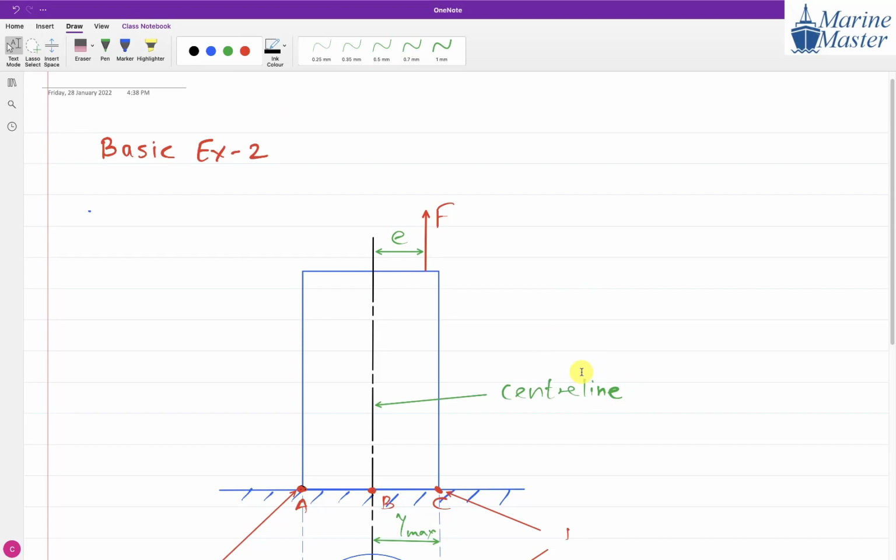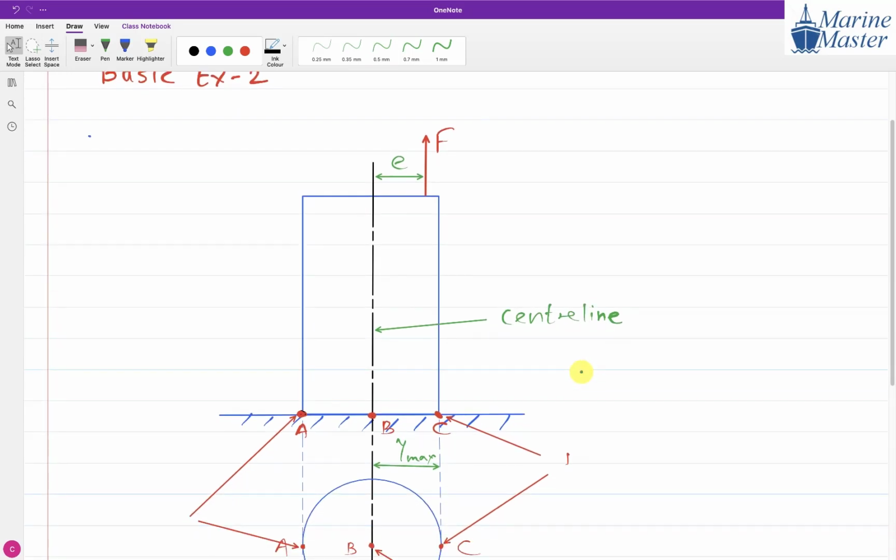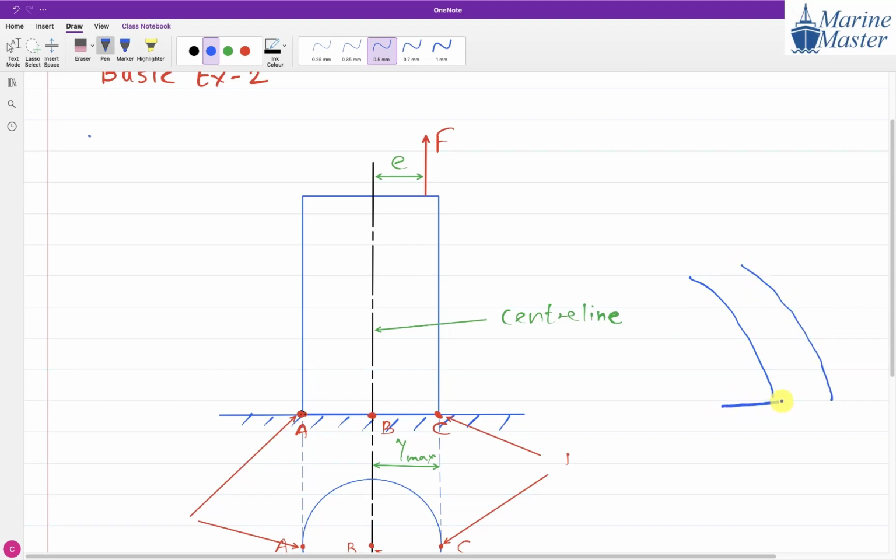Because of this F, how is the column going to bend? Left hand side. So the column is going to bend like this. Everyone observe, this is just a rough drawing. This is the center line, and the column is going to bend like this.